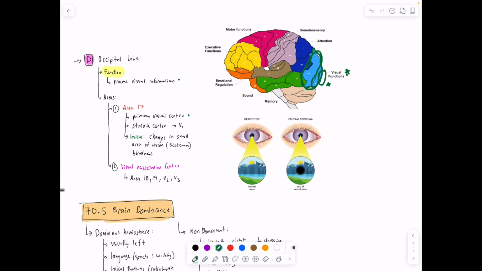A lesion to area 17, which includes all of these regions, is going to cause small changes in a small area of vision. You can get blindness, so scotoma, and you have blindness in part of your vision. Then visual association cortex is just the rest of it, 18, 19, V2, V3 is in this region.